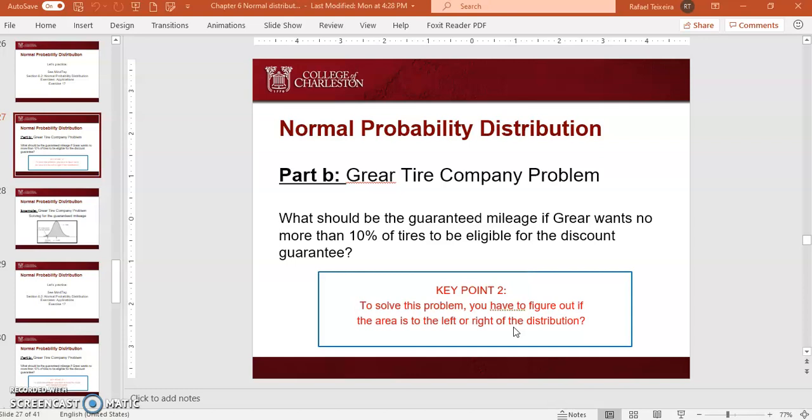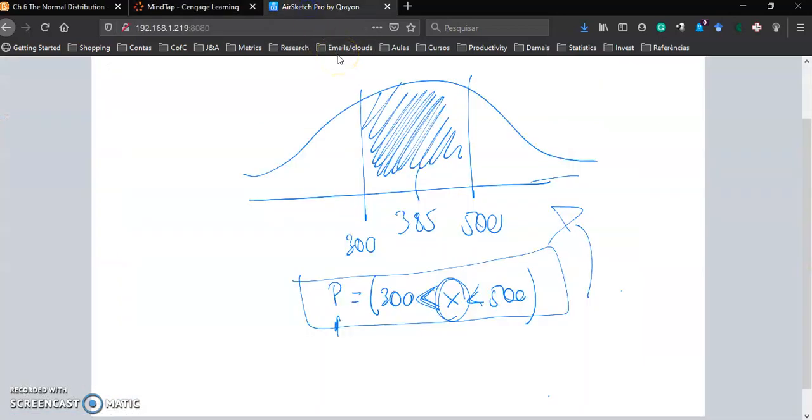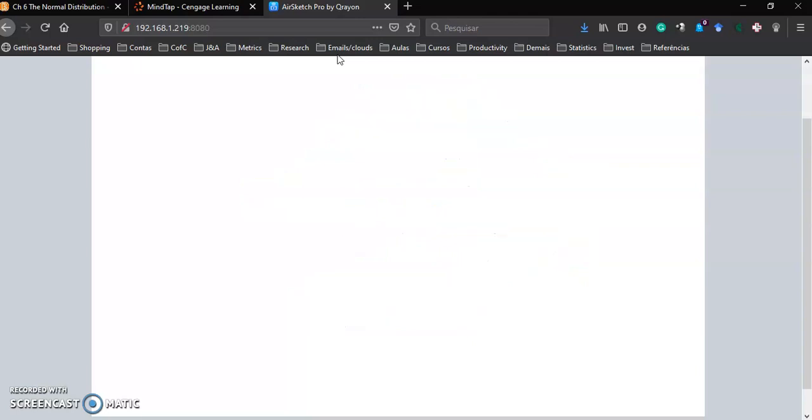So let me start a new table here. The problem says, what is the mileage that I have to provide? What's the mileage if I want no more than 10% of all tires to be eligible for the guaranteed policy?